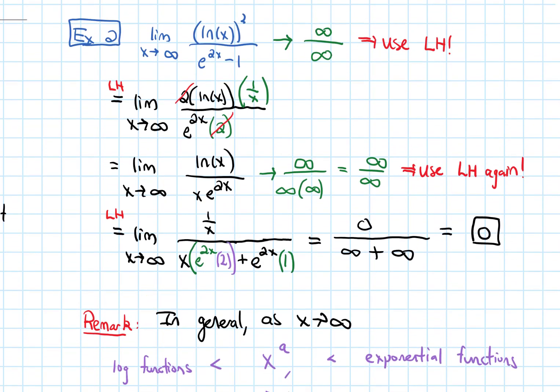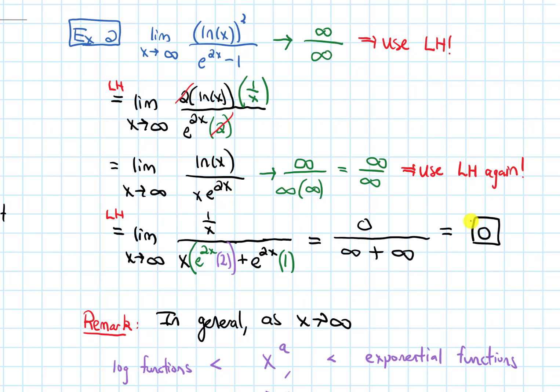So using this remark, on our limit, we can get an intuitive sense for what the limit should have been. I have a log function on the top and an exponential on the bottom. And because x is going to infinity, we can use this general remark about growth, which says the exponentials are going to be growing a lot more quickly than the log function. So conceptually, the denominator is way, way bigger than the numerator. And that's what's making the whole thing become really small. That's why the limit ended up being 0.